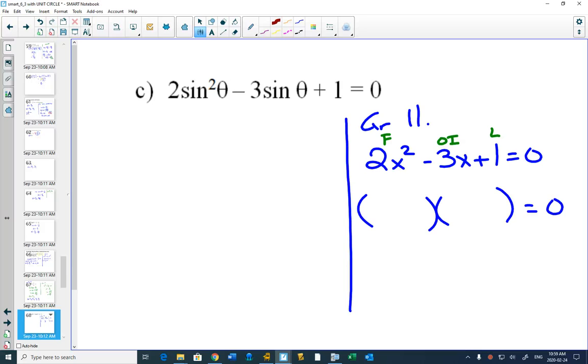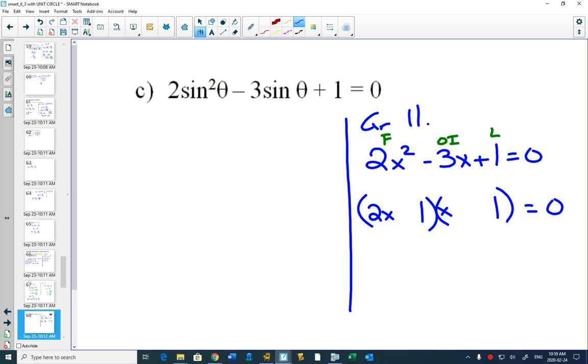Because if the first ones are 2x squared, there is only one option with nice numbers. You could use fractions and decimals and come up with stuff, but if it's going to factor, it's most likely going to be nice numbers. It would be 2x and x. Can you see that that's the only way to get 2x squared? And the last one, being a 1, the only way to multiply to get 1 with whole numbers is 1 and 1.